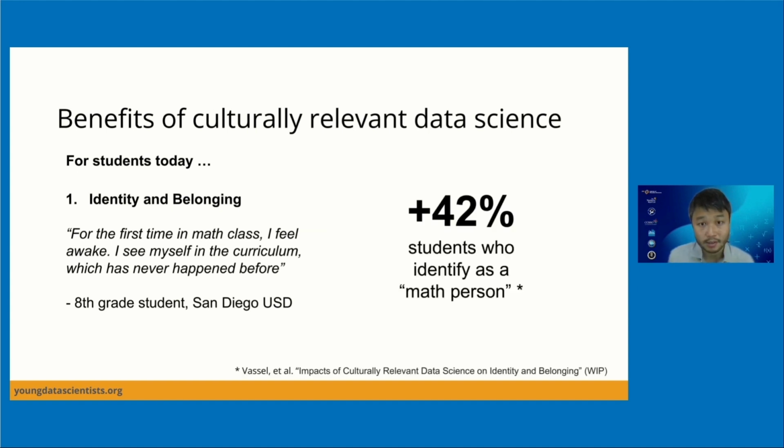YDSL, our organization, has been running a long-running research study that tracks students over time and their attitudes towards math. And one of the early findings from our research in progress is that we're seeing an increase of 42% in students who identify as a math person, even with just a couple weeks of intervention. And we're talking about students, again, from underrepresented backgrounds by socioeconomic status, class, race, gender, etc., who are finding ways to engage with math in ways that they might not have previously.